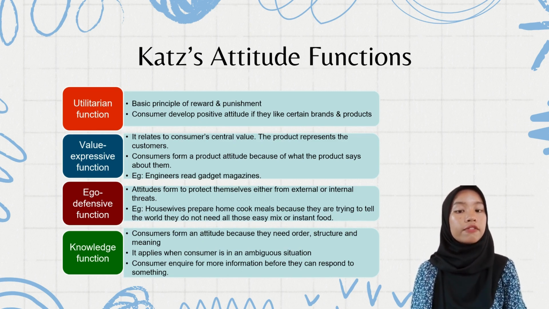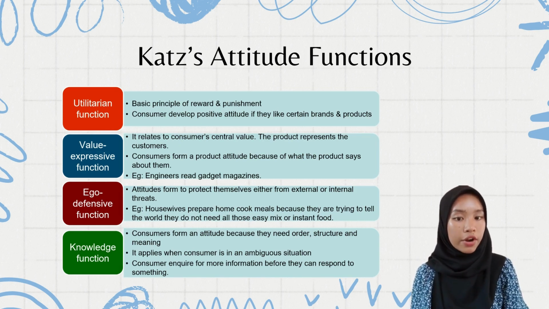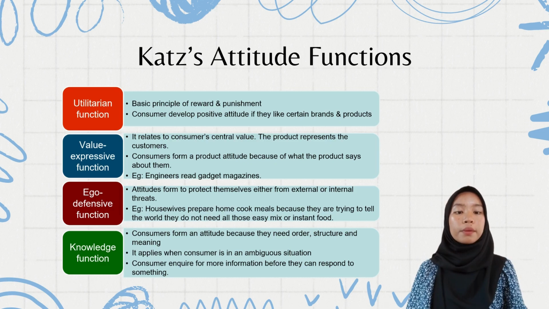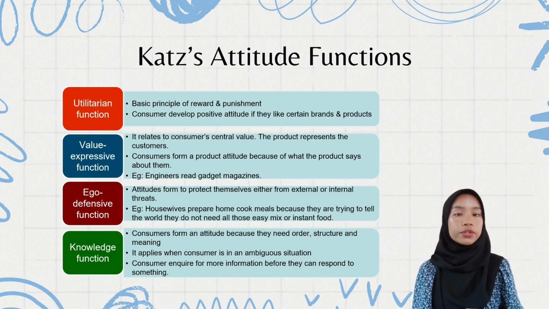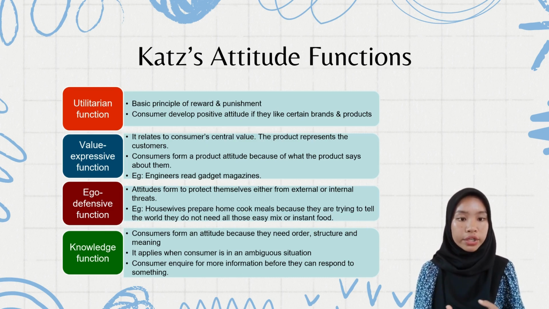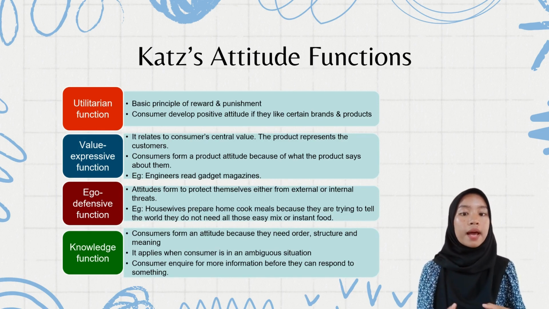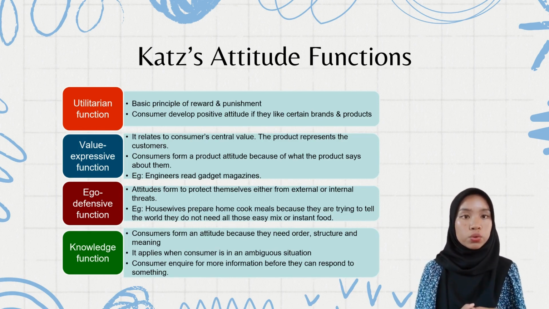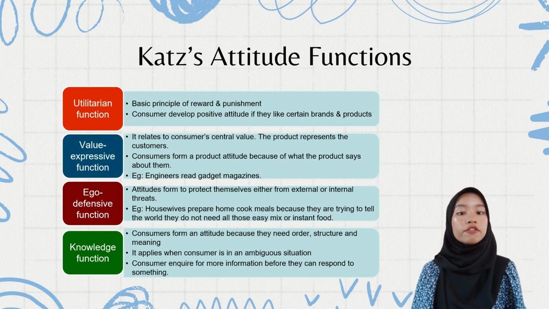Thirdly, ego defensive function. The attitude is formed to protect themselves either from external or internal threats. For example, housewives prepare home-cooked meals because they are trying to tell the world that they do not need all those easy mix or instant food. And lastly, knowledge function. In this function, consumers may form an attitude because they need order, structure, and meaning. It also applies when a customer is in an ambiguous situation. Consumers inquire for more information before they can respond to something based on knowledge function.